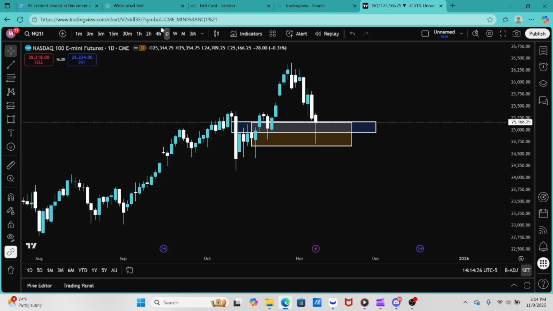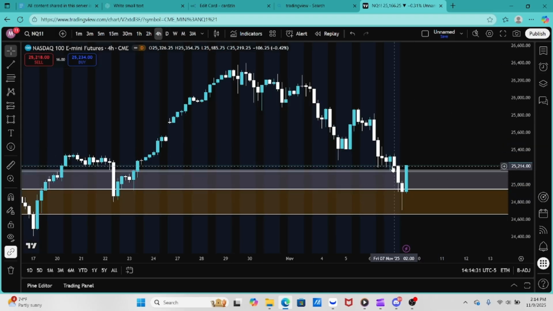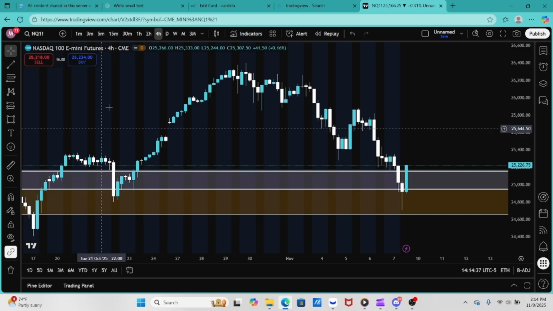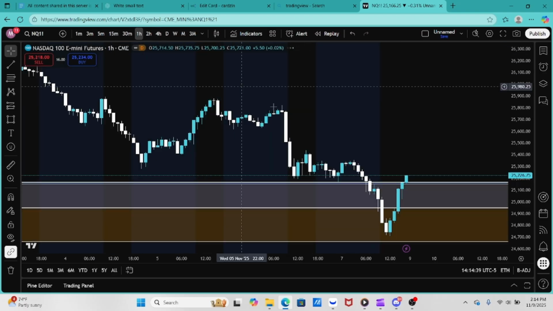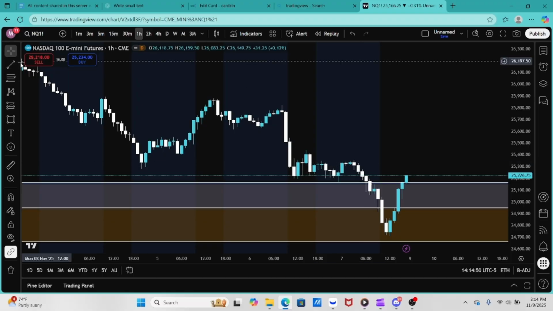So now let's go into that 4 hour. Nice displacement. Look at this order block. It's looking like we're going to disrespect that order block. You've already come above the gap. Let's take a look at the 1 hour. Oh yeah, completely disrespected that order block. Okay, so now we should be going towards these highs at the very least. So this is going to be our first profit target.